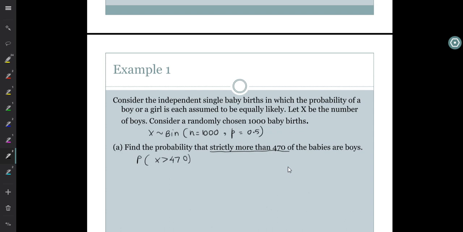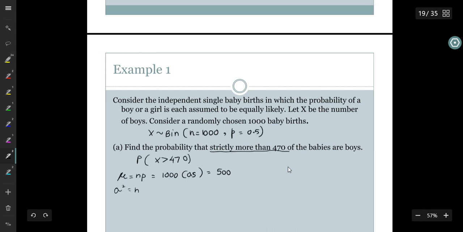Now you know n and p, therefore you can find the mean and the variance. Let's first find the mean mu, which is n times p, 1000 times 0.5, which will be 500. And the variance, or sigma square, is n times p times 1 minus p, which is 1000 times 0.5 times 0.5, so you have 250.